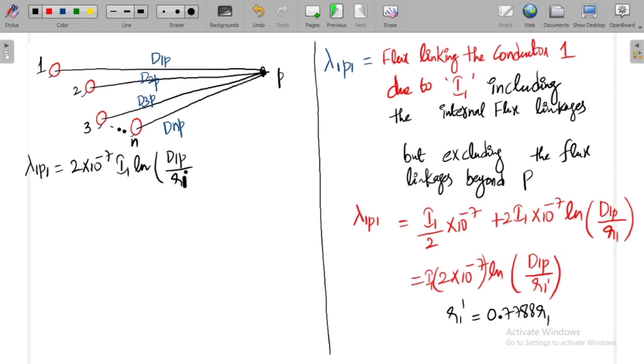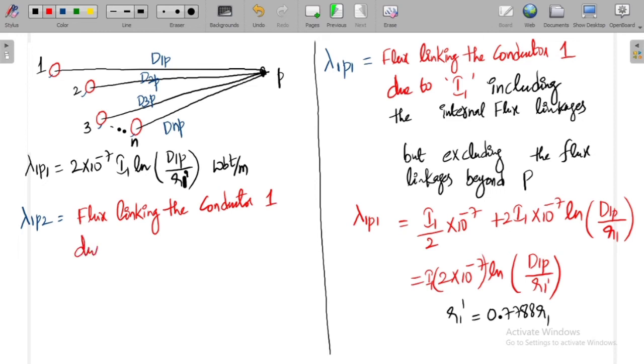d1p is nothing but the distance of the first conductor up to the point P. This is Weber turns per meter. Now after finding the flux linking the conductor 1 due to I1, now I want to find lambda 1P2. What is meant by lambda 1P2? It is nothing but the flux linking the conductor 1, because I am interested to find the total flux linking the first conductor only due to all the currents. So lambda 1P2 is nothing but flux linking the conductor 1 due to the current I2.